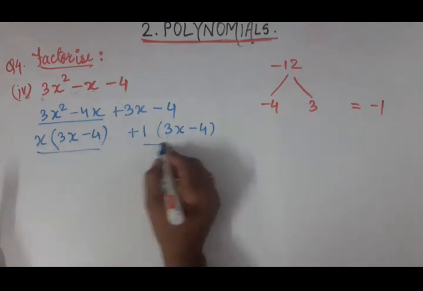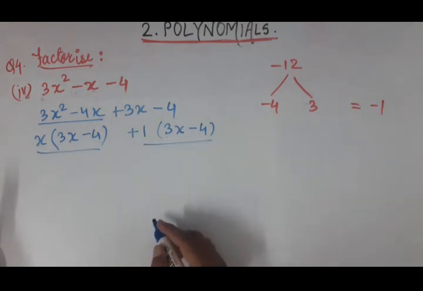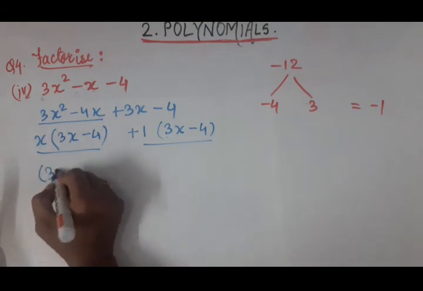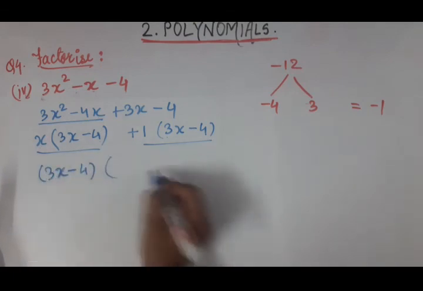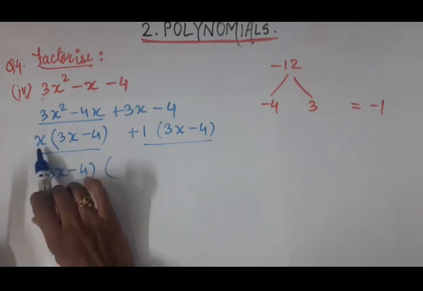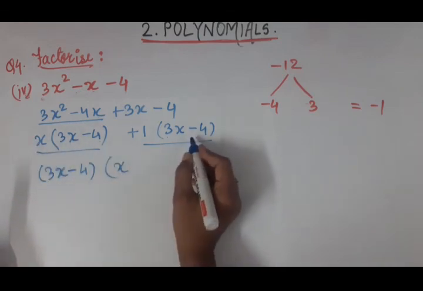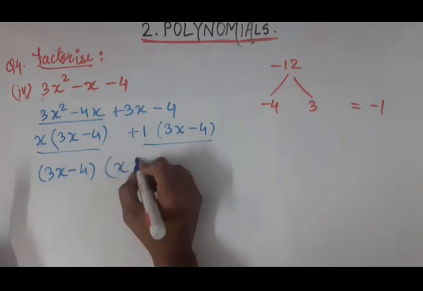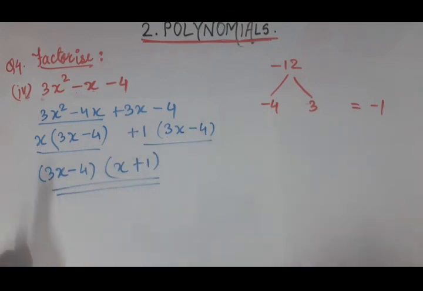Now, take these two terms. What is common in that? Bracket. So, take the bracket common. If I take the bracket common from the first term, what remains is x. And from here, if I take the bracket common, what remains is plus 1. So, these are our two factors. So, this was the last question of this type. Let us move to the next one.